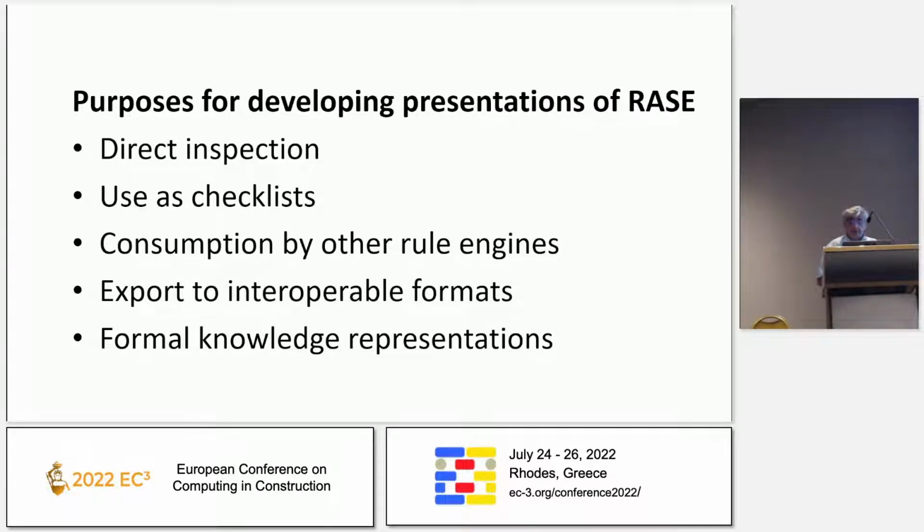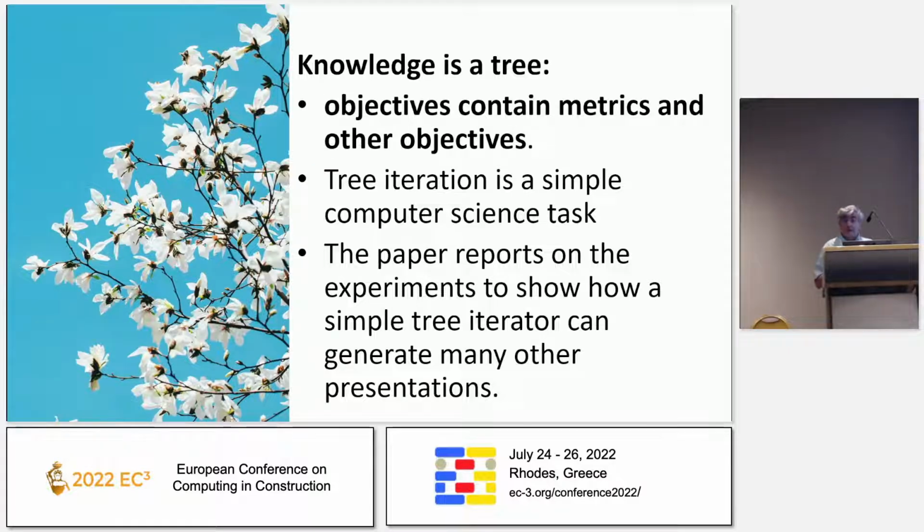The kinds of purposes I'm talking about: direct inspection of the knowledge, generation of checklists, consumption by other rule engines, export to interoperable formats, and last of all, formal knowledge representations. So what we're arguing here, or what we're using here, is that knowledge is a tree, that objectives contain metrics and other objectives. What the research paper does is to use a simple tree iterator, a simple computer science task, to explore the relationship between RASE and these other knowledge representations.